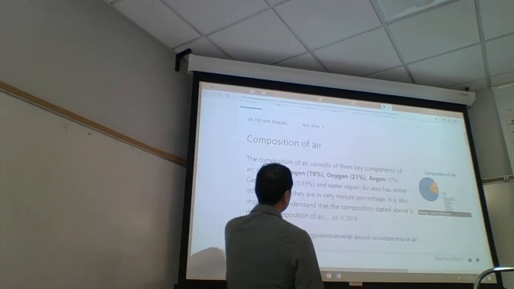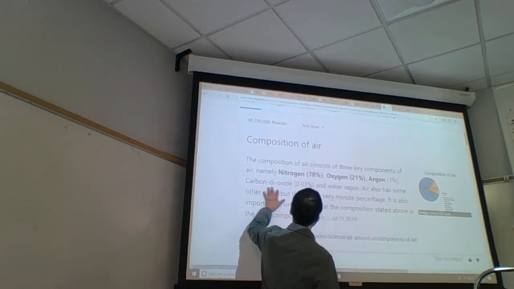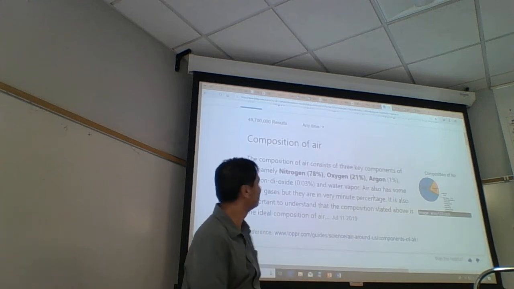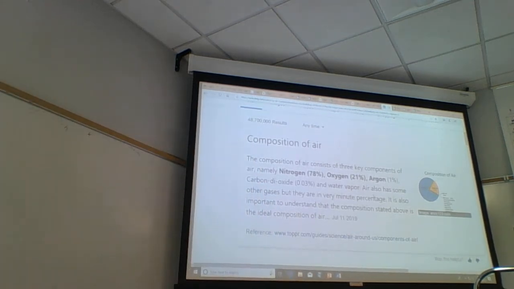So let's look at a gas mixture like air. If we look at the composition of air, what is it? Well, this is nitrogen, oxygen, argon, carbon dioxide.